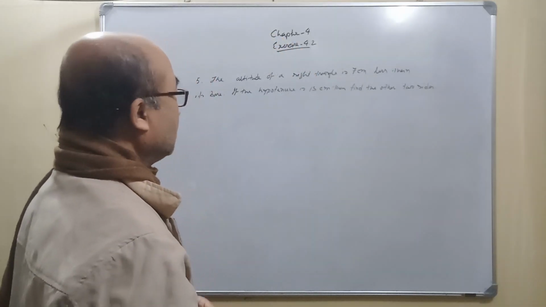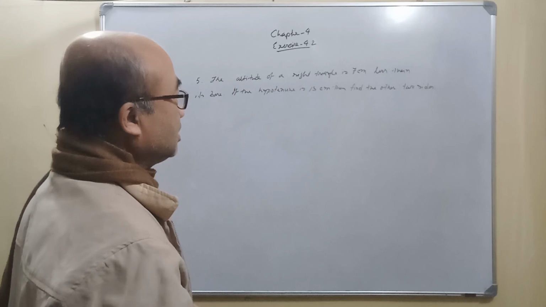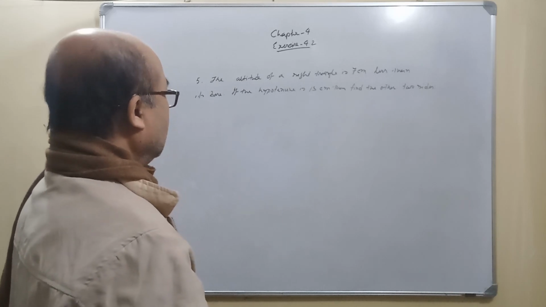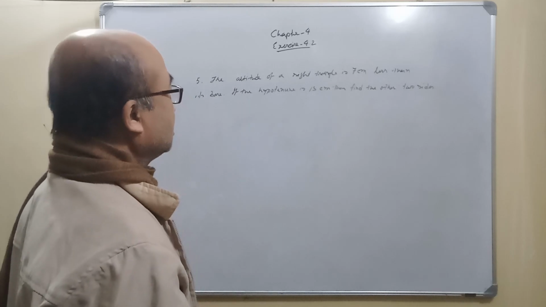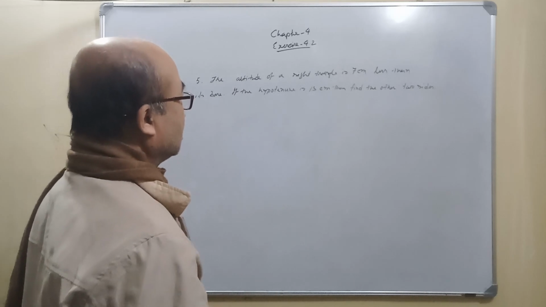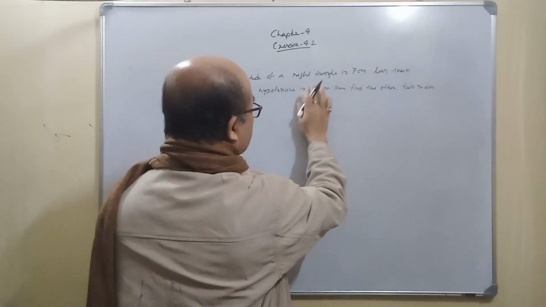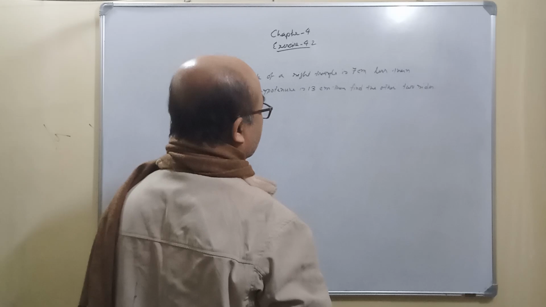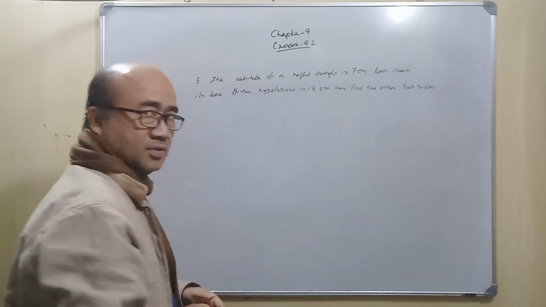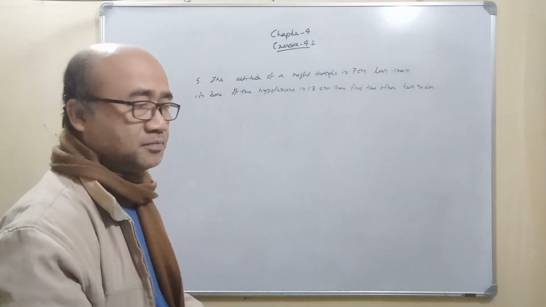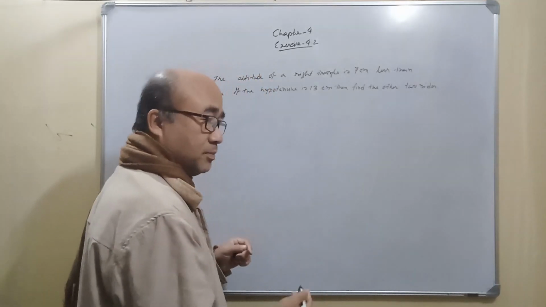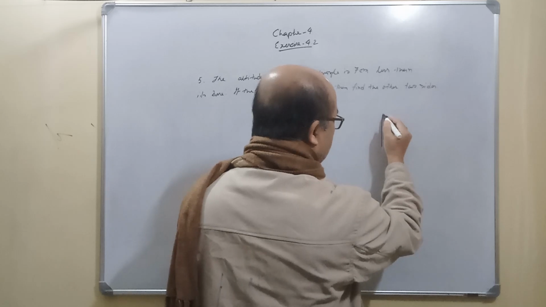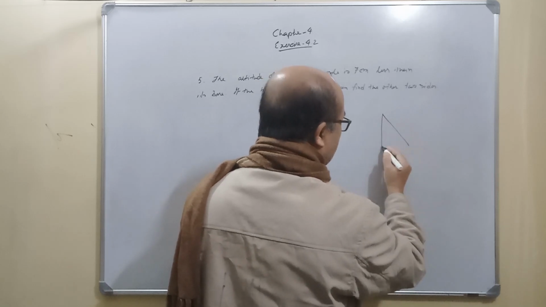The altitude of a right triangle is 7 centimeter less than its base. If the hypotenuse is 13 centimeter, then find the other two sides. So we are going to solve this problem. To solve this problem, let us recall the Pythagoras theorem. What does the theorem say?